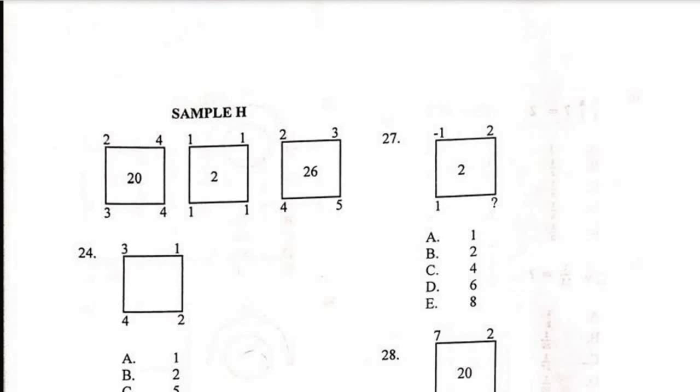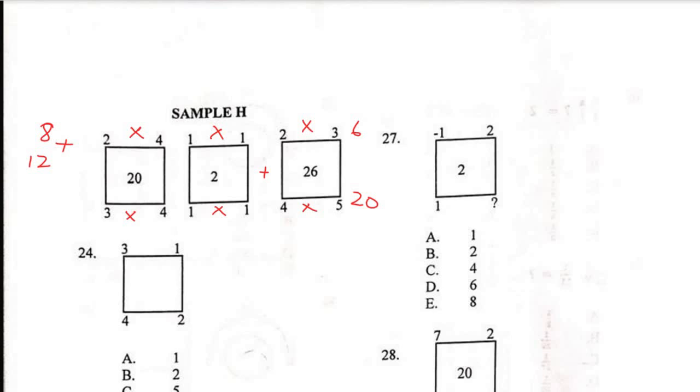For this sample, we can take the product of the top and the bottom. 2 times 4 is 8, 3 times 4 is 12. Add it together, you get the middle one. The product of the top and the bottom, then add it together. 1 times 1, 1, 1 times 1, 1, 1 plus 1, 2. We do the same here. 2 times 3 is 6, 4 times 5 is 20. Add them together, we get 26.